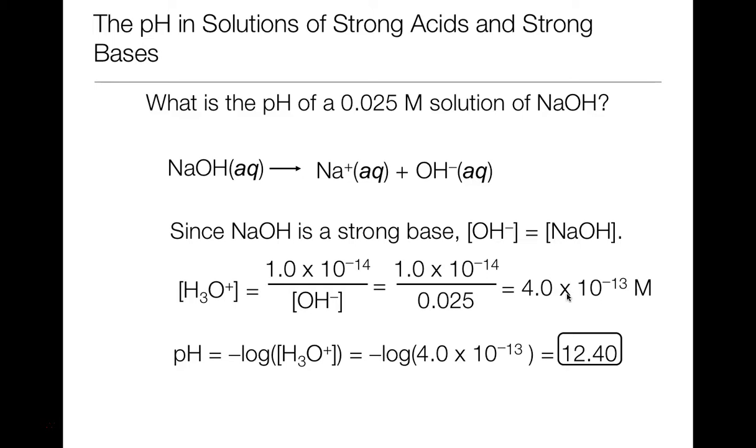And I'll also let you know there's several ways to solve this problem. You could have solved for pOH first and then solved for pH from that. If you want to play around with the equations that we derived last week on Monday, be my guest. There's plenty of ways to solve this. This is just one of many.